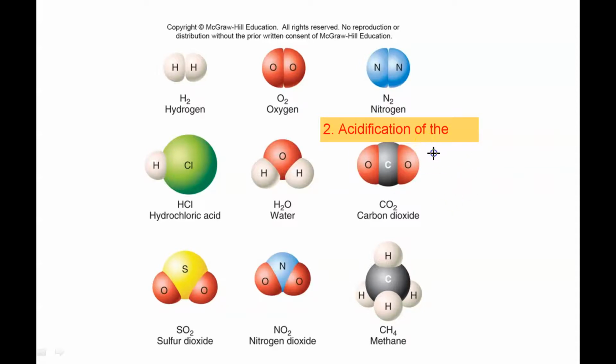Acidification of the environment. This is our second serious problem associated with burning fossil fuels and liberation of CO2. So CO2 makes our environment more acidic. What exactly does this mean?